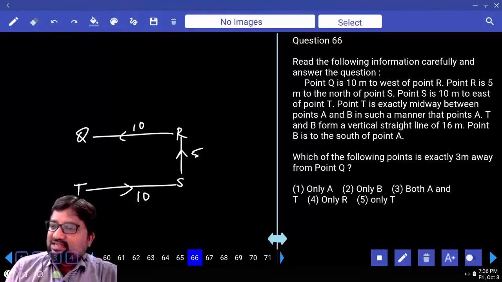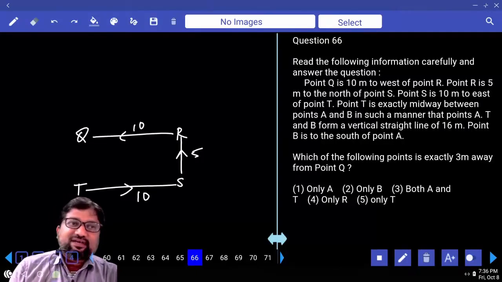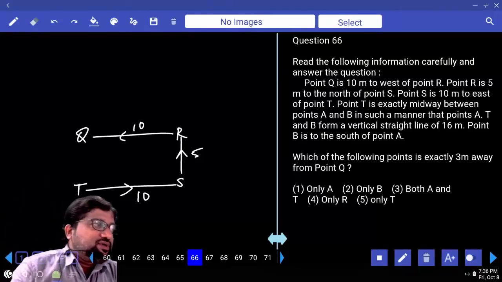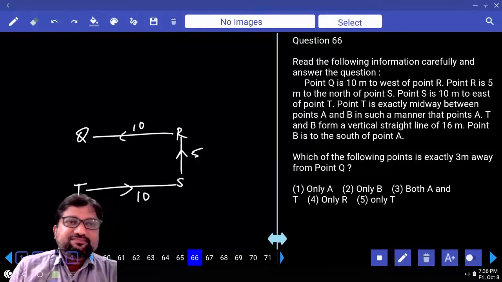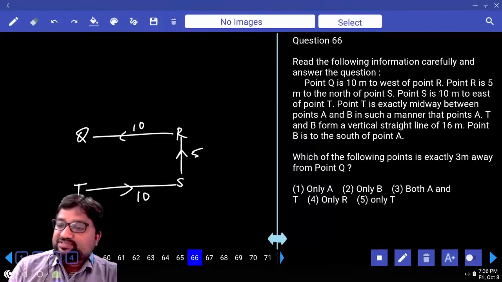Point T is exactly in the midway between A and B in such a manner that points A, T and B form a vertical straight line of 16 meters. Vertical line is from north to south. Horizontal line is from east to west. Make a note of this. Is this clear? But the last point is important for us.